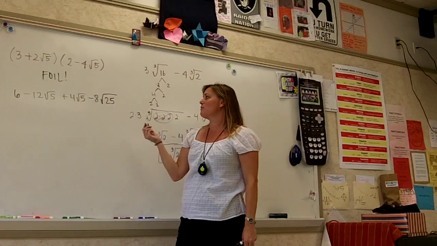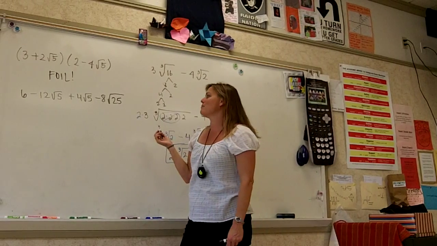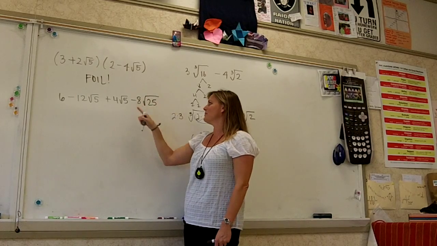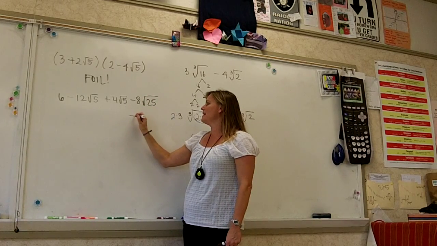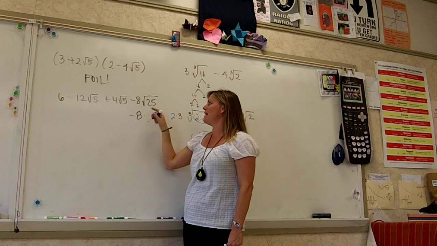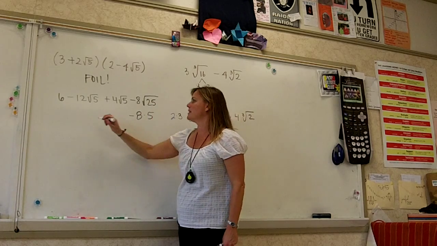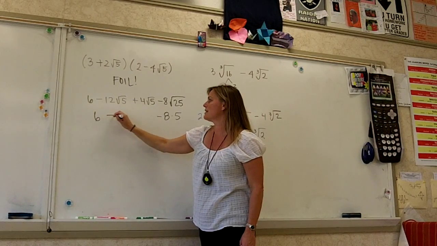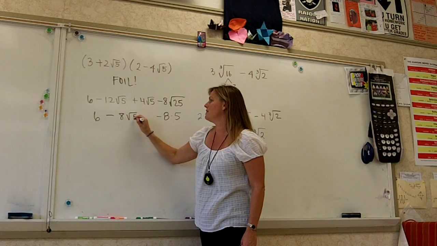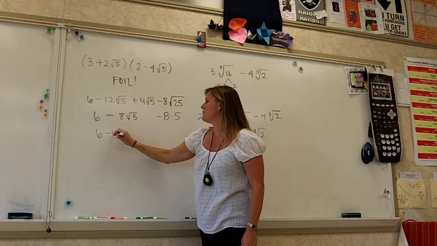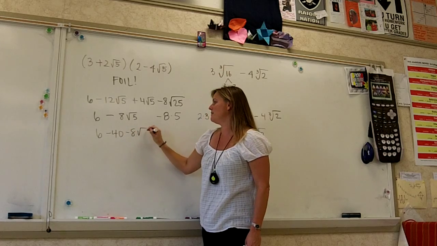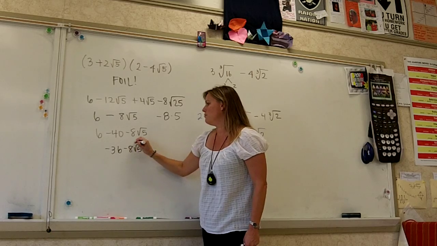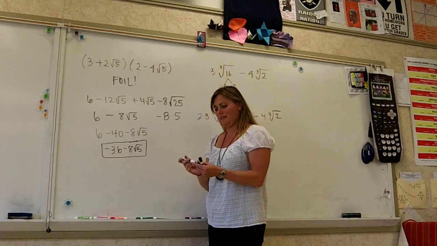And then I just have to go through and simplify. So this is kind of like when we did the imaginary numbers, and this turned out to be like 8i squared or something, so we had to simplify this part of it. So this is really negative 8 times the square root of 25, which is 5. So it's 6. And if I combine these, negative 12 plus 4, that's minus 8 root 5. So I really have 6 minus 40 minus 8 root 5, which is negative 34 minus 8 root 5. Boom. Oh, FOIL, that's not so bad.